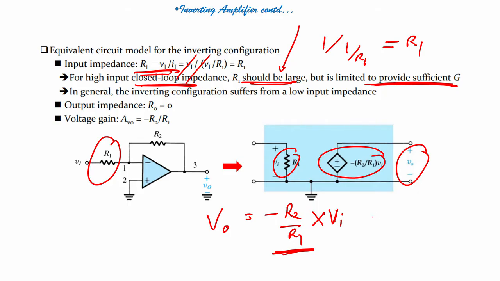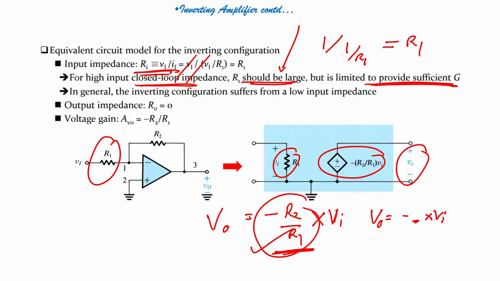Let us say R1 is infinite or close to infinite, then R2 by R1 will be extremely small into Vi. So, I cannot do that, R1 cannot be extremely high, otherwise this will not work properly. So, what is written? But is limited to provide sufficient gain.